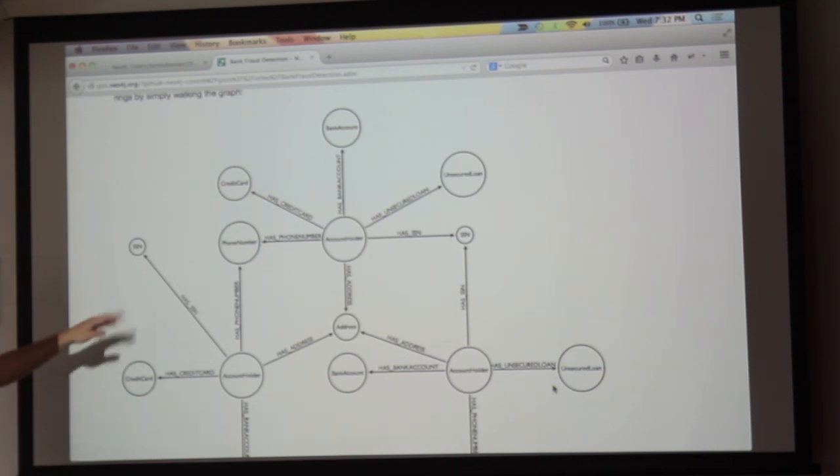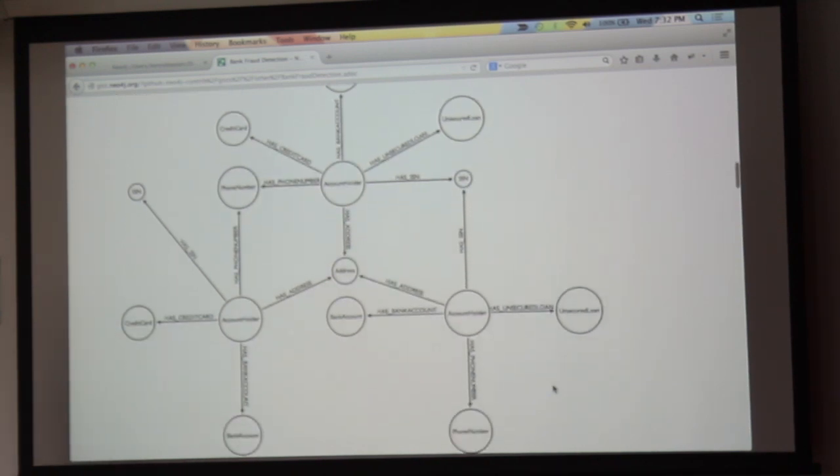Here we can see that we have various account holders and that they have some piece of their identity that is also a node. So for example, we have an address, we have a social security number, we have a phone number, and these account holders are sharing some aspect of their identity. And so a graph database is great because it allows you to traverse and find these rings using some pattern detection and then to identify what's the risk involved.